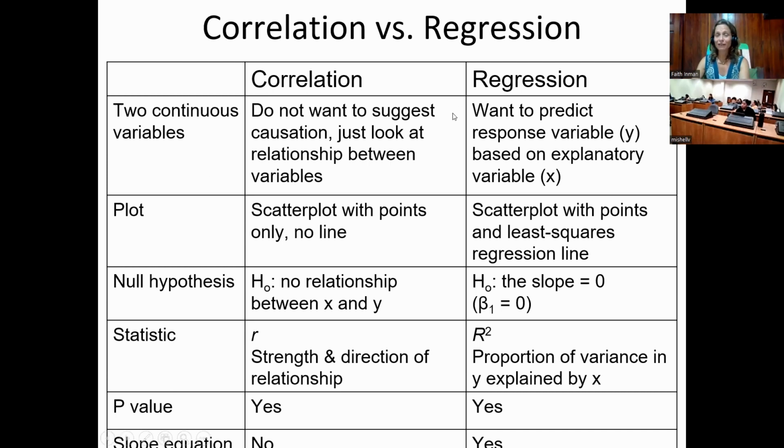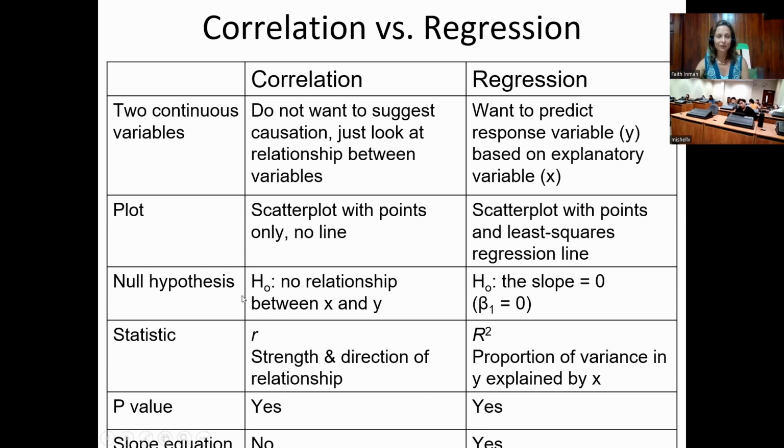Both correlation and regression use two continuous variables, but with correlation, you don't want to suggest causation. Just look at the relationship between the two variables. X and Y axes can be flipped. With regression, you actually want to predict how the response variable changes with changes in an explanatory variable, right? You have one thing that you think affects the other. Plots. With correlation, scatter plot only, points, no line. With regression, you make a scatter plot with the points and the least squares regression line.